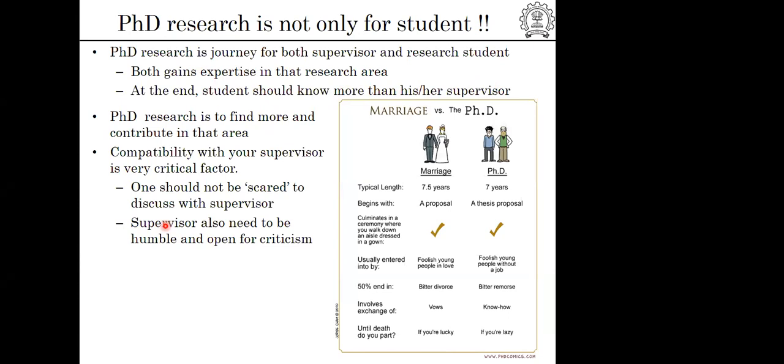So if you look at this comic, which is very popular among PhD students, marriage is basically compared to a PhD. A typical marriage in the US lasts for 8 to 10 years, and a PhD also goes on for the same time frame. So it is important to make sure that you have very good compatibility with your supervisor. That is one of the very key things.